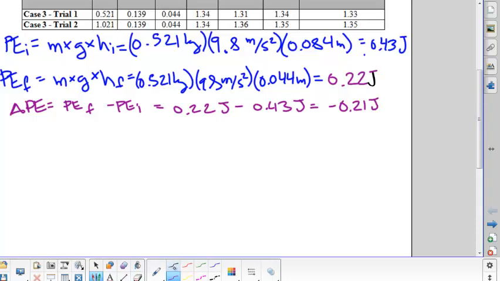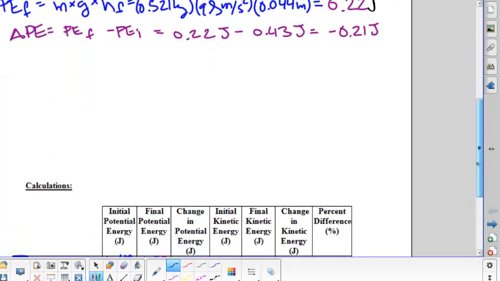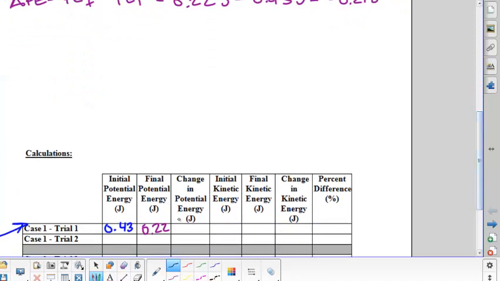Okay, so next thing we need to calculate. Oh, we just did. Change in potential energy was negative 0.21. So I am not going to write the negative, because I just want to know the magnitude. I just want to know how much energy was lost. And we're going to compare the change to the change over here and then calculate the percent difference.